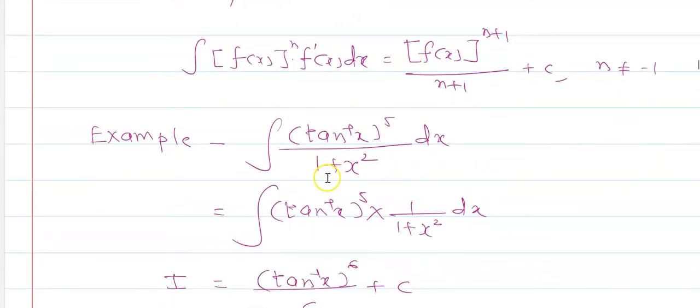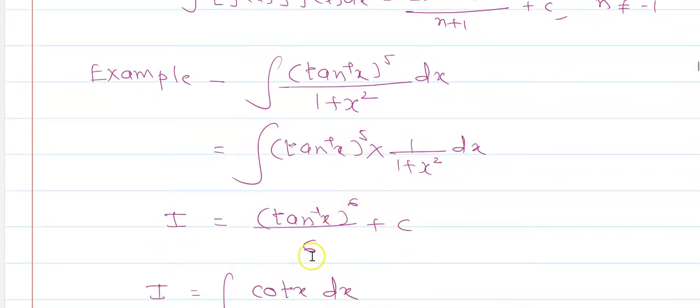Now see this example, a very interesting one: (tan inverse of x) raised to 5 upon 1 plus x square. I always say that whenever there is a substitution, the function is present and its derivative is also present. What is your function? The function is tan inverse of x. And what is its derivative? Its derivative is 1 upon 1 plus x square. Yes. Here is (tan inverse of x) raised to 5 into its derivative, f dash of x dx. Now here is t raised to 5 dt, and its integral is t raised to 6 upon 6 plus c.